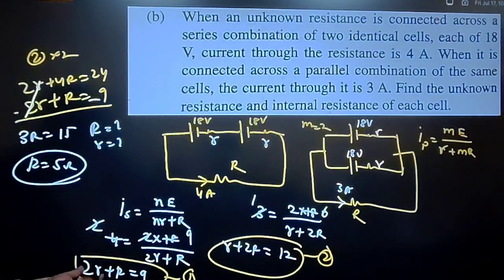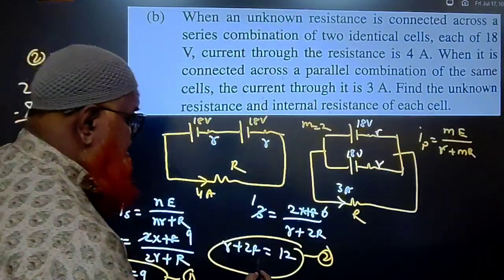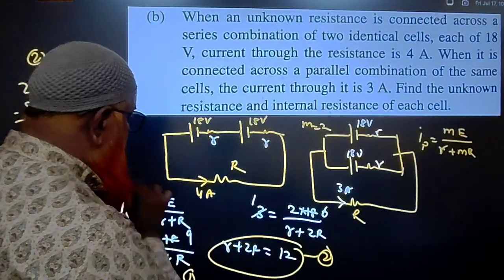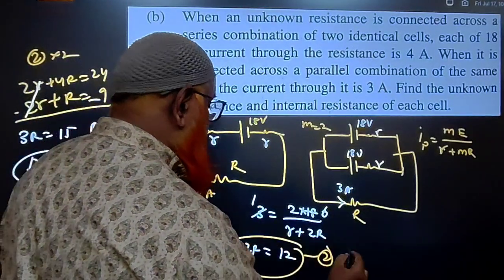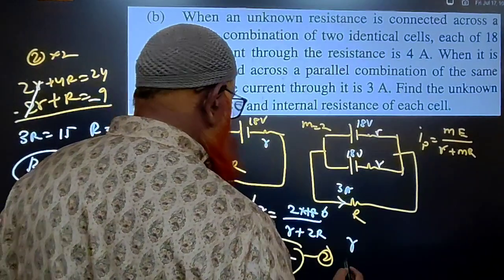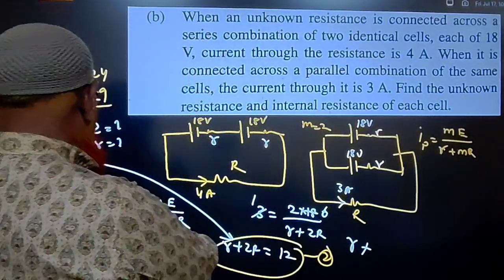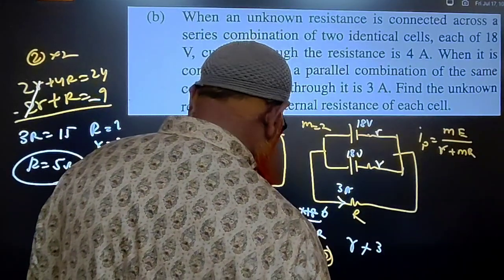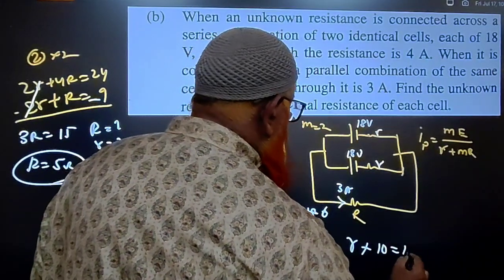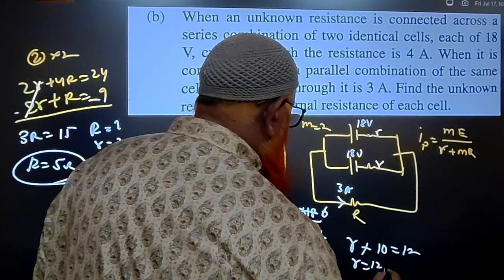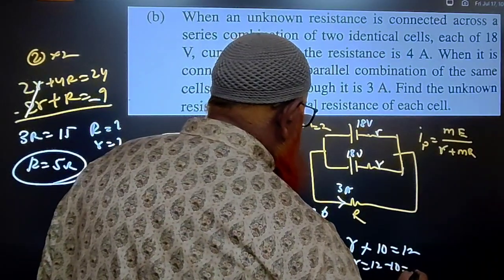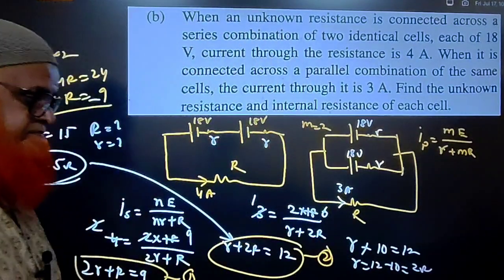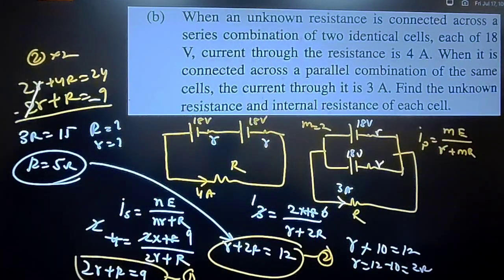So once you understand what is capital R, can't you find out what is small r by substituting this value in the second equation or the first equation? Capital R is 5, so 2 into 5 is nothing but 10 here, which is to be subtracted from 12. So this is 12 minus 10. Your internal resistance is going to be how much? 2 ohms. Is it clear?